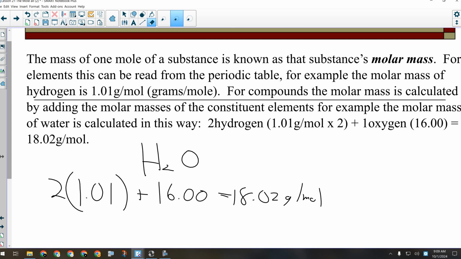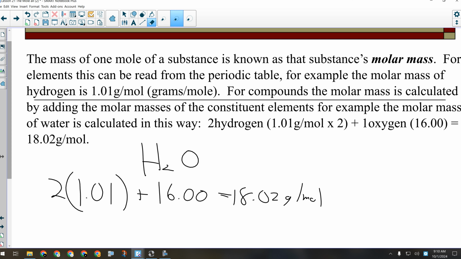So if I had 18 grams of water, it would have 6.02 times 10 to the 23 molecules of water. To give you an idea, that's a little more than a teaspoon. Imagine that, in a teaspoon of water, there are 6.02 times 10 to the 23 molecules of water. Boy, atoms are small. But they can all fit in there. Atoms are really small.